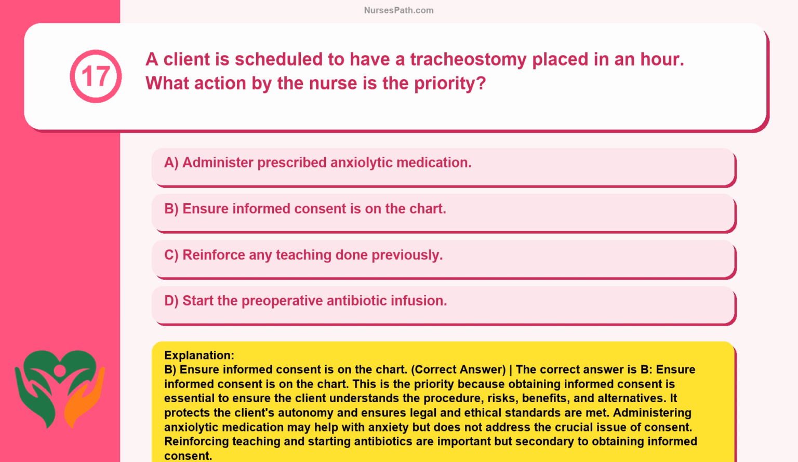B. Ensure informed consent is on the chart. Correct answer. The correct answer is B. Ensure informed consent is on the chart. This is the priority because obtaining informed consent is essential to ensure the client understands the procedure, risks, benefits, and alternatives. It protects the client's autonomy and ensures legal and ethical standards are met. Administering anxiolytic medication may help with anxiety but does not address the crucial issue of consent. Reinforcing teaching and starting antibiotics are important but secondary to obtaining informed consent.